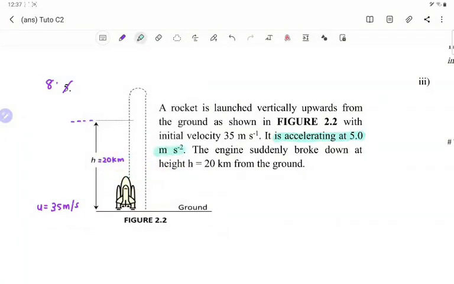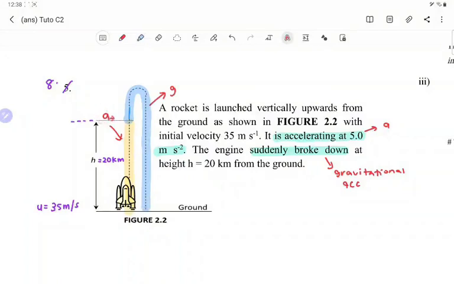And then the engine suddenly broke down. Okay, bila engine dia mati, that is when kita starts using gravitational acceleration. So there are two phases over here. The first one apabila dia pecut dengan menggunakan engine dia. So that will be a equals to 5 meter per second squared. When the engine suddenly broke down, okay, dekat bahagian sini, lebihan yang ini, yang biru ni, going down is all affected by gravitational acceleration g. Okay, so this speed kita pakai a, this speed kita pakai g.